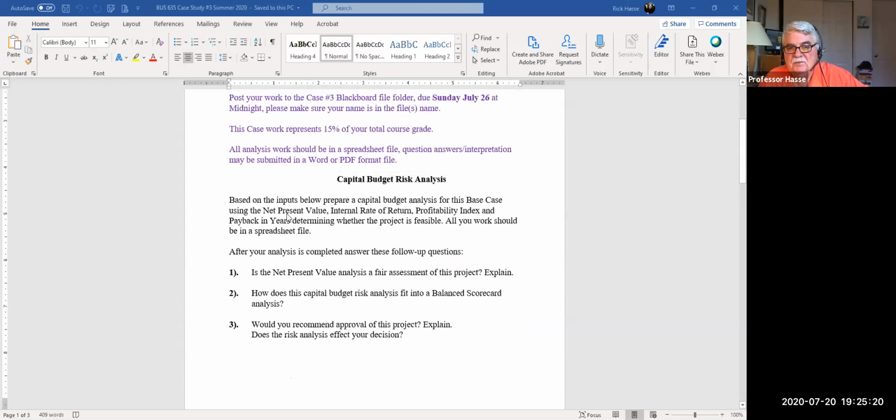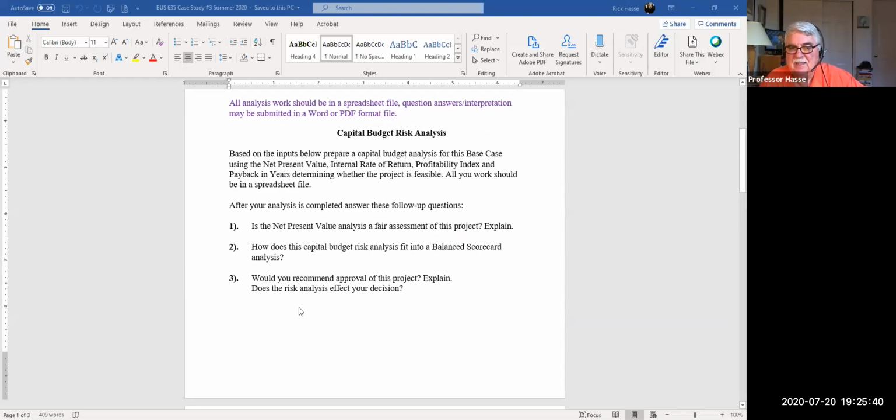Based on the inputs given, prepare a capital budget analysis for this base case using net present value, internal rate of return, profitability index, and payback in years. After you do that analysis in a spreadsheet, answer these questions. Short answer. Don't have to write much.